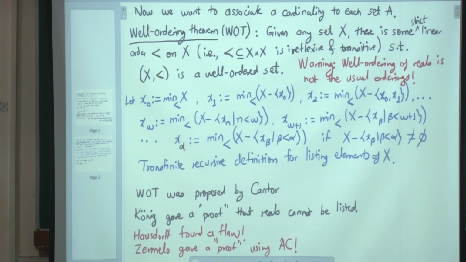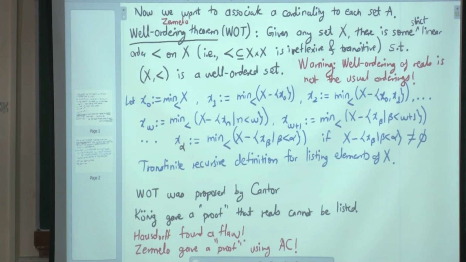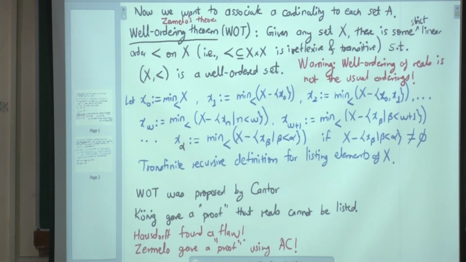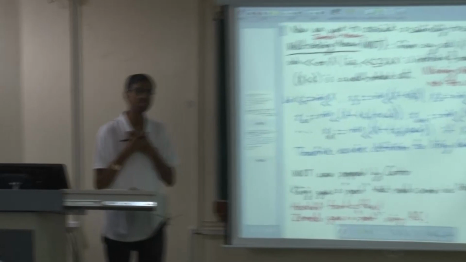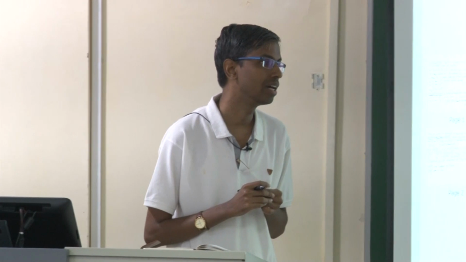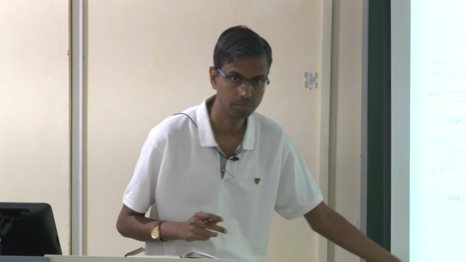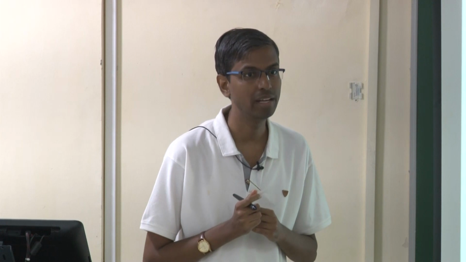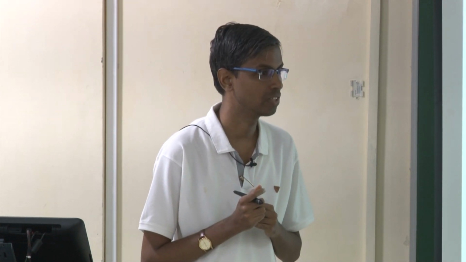Okay, so well ordering theorem is also known as Zermelo's theorem. But as I have repeatedly mentioned in this class, that axiom of choice can neither be proved nor be disproved. So if we want to assume axiom of choice, then we can prove well ordering theorem. That's what Zermelo showed. In fact, it turns out that well ordering theorem is simply an equivalent statement of axiom of choice.